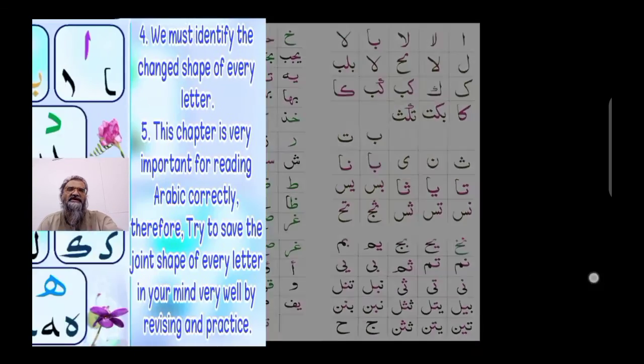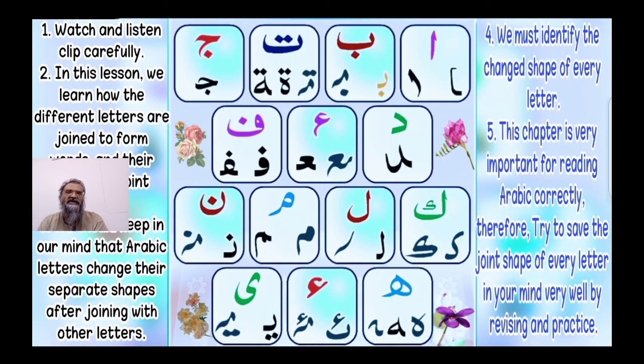Now this is the second chart where the joint shapes are shown. Okay, so there is no need to say extra, but I am showing it here to revise again and again.